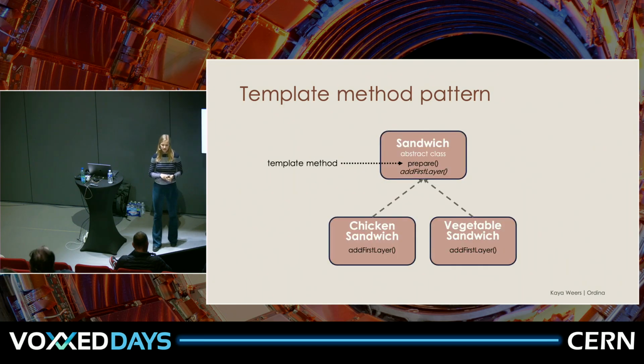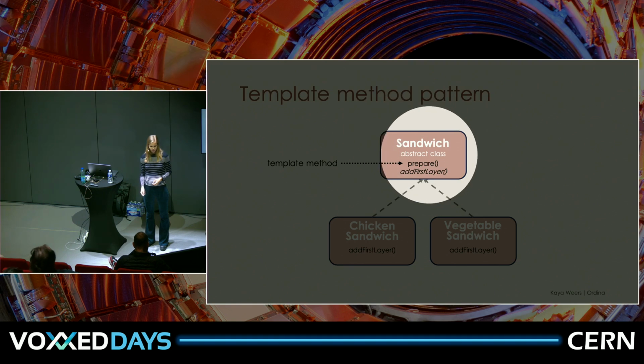So as we see here, the sandwich has the prepare method. And this is called the template method. So in this prepare method, there you define what the steps are for preparing a sandwich. And then those different steps, I've now created some methods for it. They can be overridden by subclasses if needed.